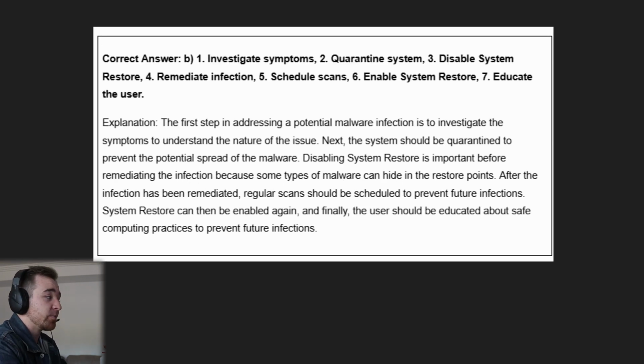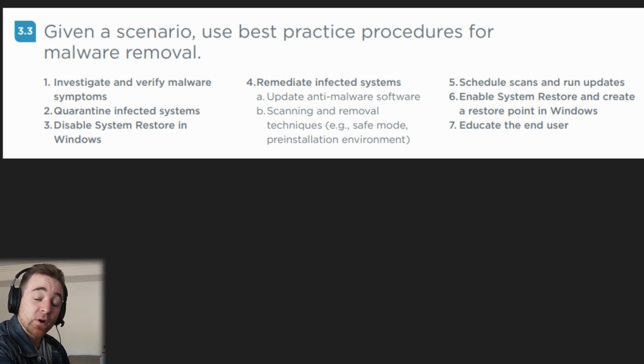B. So essentially, guys, for this particular question, it's drawn from exam objective 3.3, and that reads, given a scenario, use best practice procedures for malware removal. And you're essentially going to need to just remember the order of malware removal that CompTIA recommends you follow from their particular exam objectives, and you're going to need to understand roughly what you're going to be doing in each of these particular steps. So what does it actually look like to investigate and verify malware symptoms? What kind of tasks would you complete?